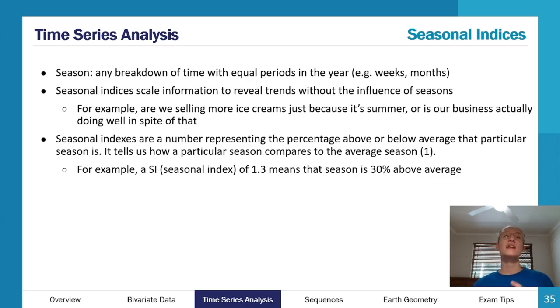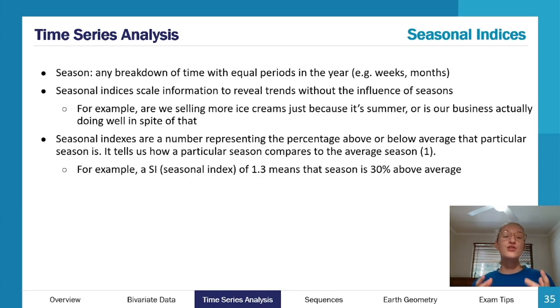So for example, if we're looking at quarters, so summer, autumn, winter, spring, our seasonal indices should add up to 4 because the average of the season is 1. So it's going to add up to 4. Whereas if we're looking at months, our seasonal indices will add up to 12 because we have 12. But if that doesn't make sense yet, that's okay. We're going to go into that in a bit more depth now.